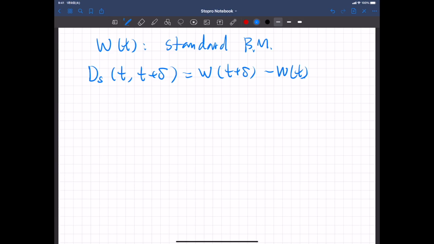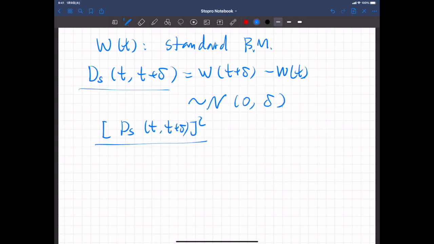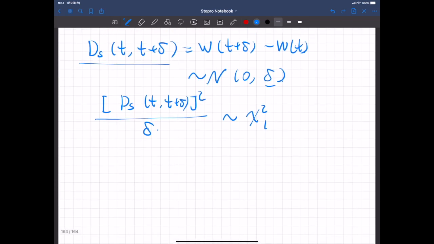Okay, and of course this follows the normal distribution with zero mean and variance of delta. Okay, and this means if we square this, (t plus delta) squared, and divide by this delta variance, then this follows a chi-square distribution with 1 degree of freedom. And so the mean is 1 and the variance is 2.